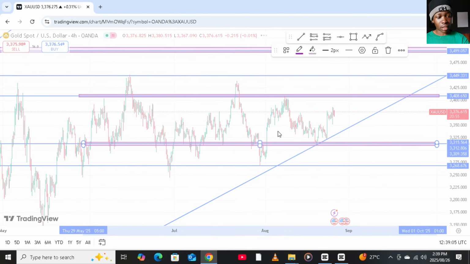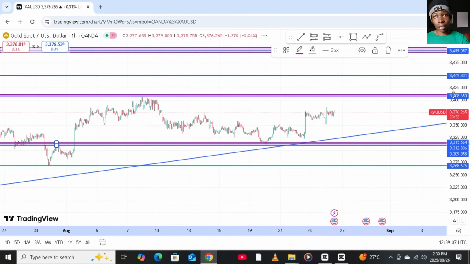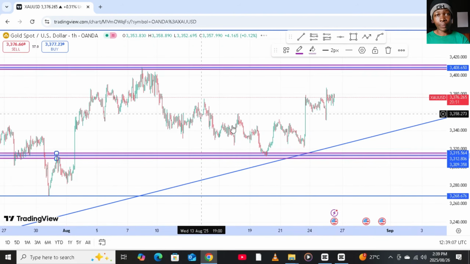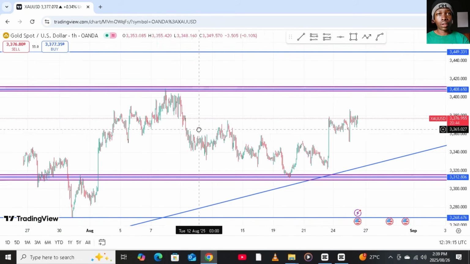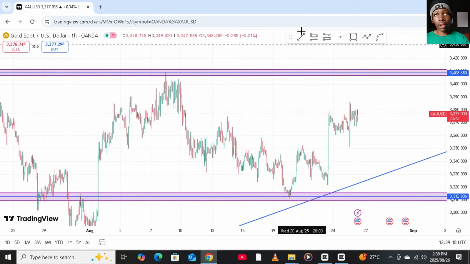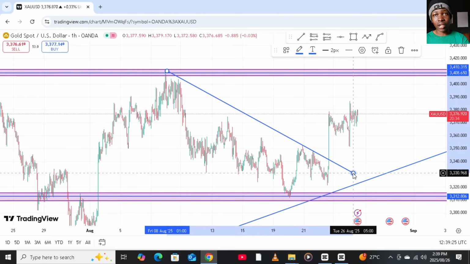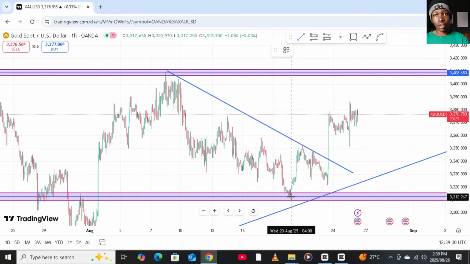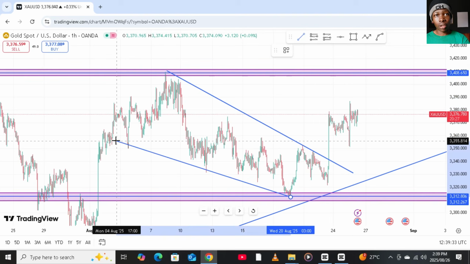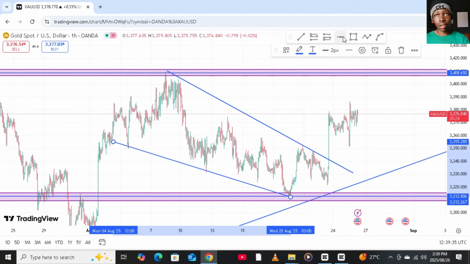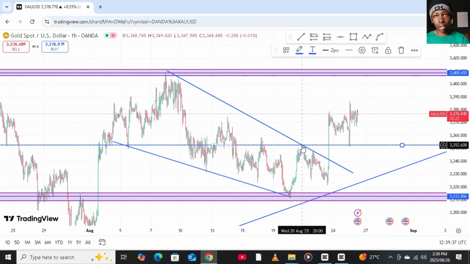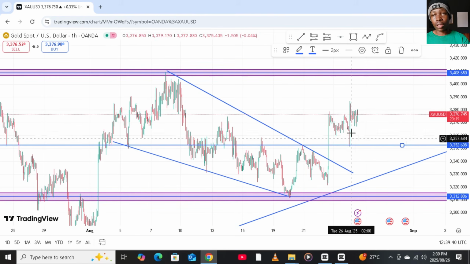But me, I see buys, guys. I don't know about you. I see buys on gold because check this out, guys. We have a trend line going like this, right? And we actually retested this trend line. But then another trend line going like this, and then just draw a line here that will act as your support, right?